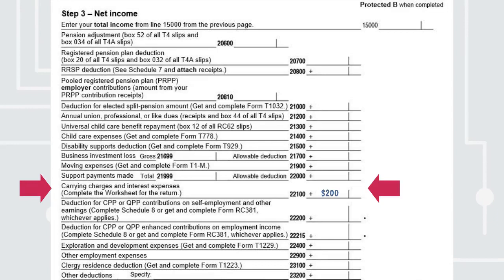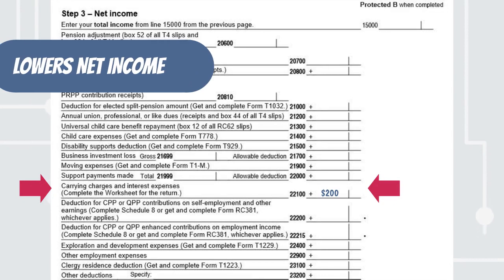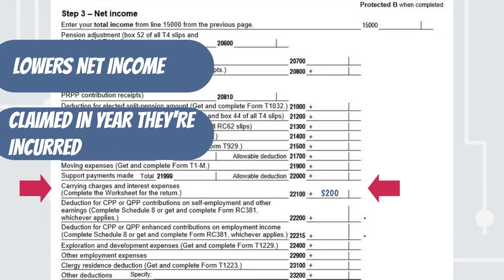Now, unlike a capital loss, which can be used against capital gains, your advisor fees will actually reduce your total net income. So even if you don't have any income from investments this year, you can still claim the advisor fees on your tax return to reduce your total taxable income. Unlike a capital loss, which can be carried forward for future years, advisor fees can only be claimed in the year in which they were incurred.